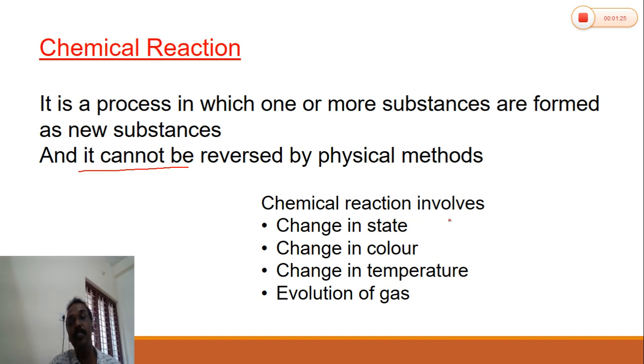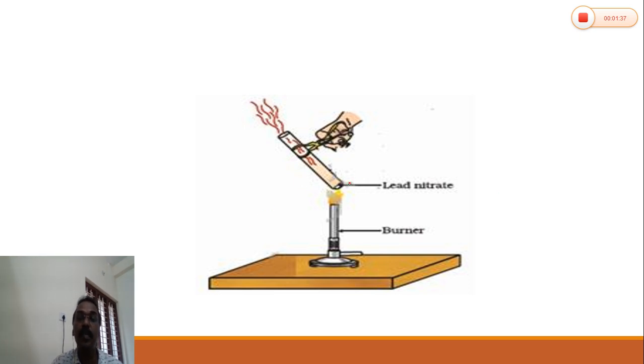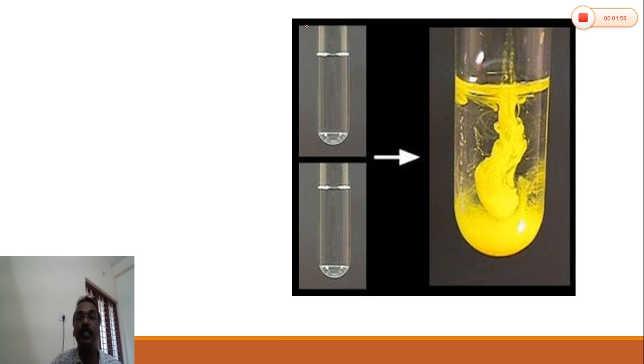In a chemical reaction, these are the changes taking place: change in state, change in color, change in temperature, and evolution of gases. Now, this is a diagram showing lead nitrate on heating. Some gas is evolved. Usually, the gas is nitrogen dioxide, NO2, which is a brown colored gas. Here gas is evolved.